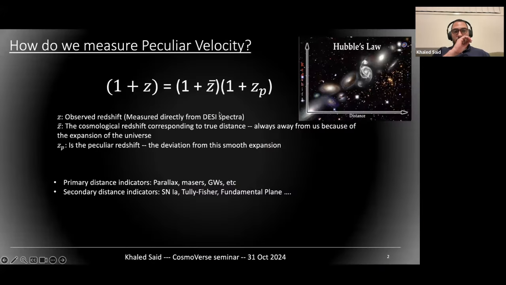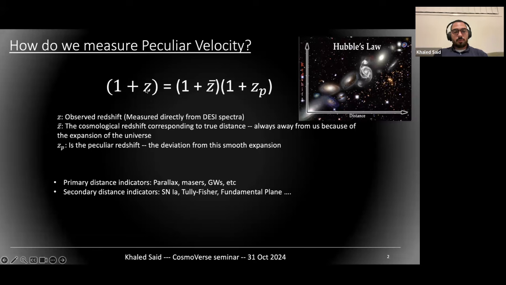So first, what are these velocities? If you look at any galaxy on the sky, it has two components of velocity. The first one is the expansion velocity, which is always away from us. And the second one is the peculiar velocity, which is basically the deviation from this smooth Hubble flow. This equation shows that nicely.